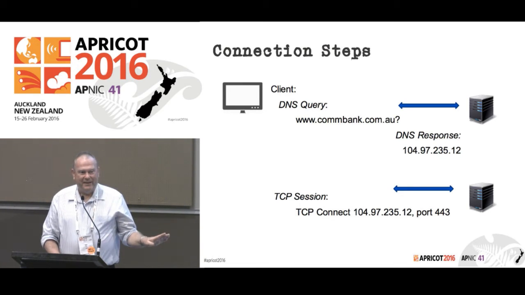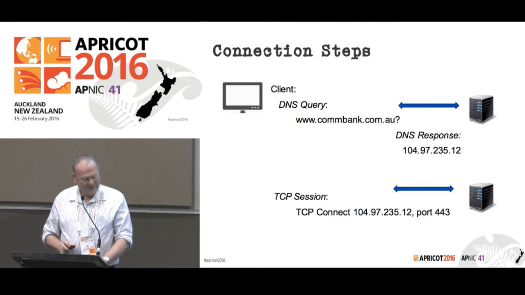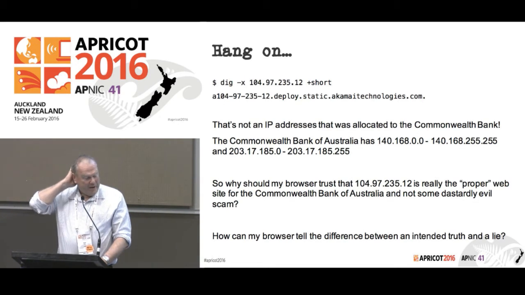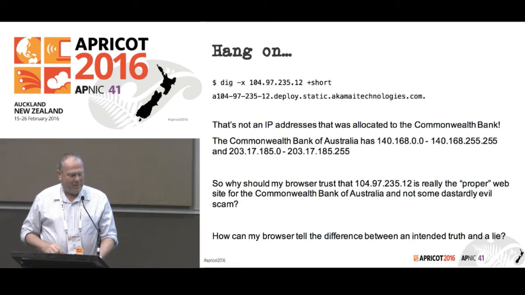So then, because it's my bank and I want to go there, my browser goes, open up port 443, because it's secure. Okay? 104.97.235.12. So let's ask the DNS, because the DNS knows everything. What is 12.235.97.104.in-addr.arpa? In other words, what's the reverse DNS of that IP address?